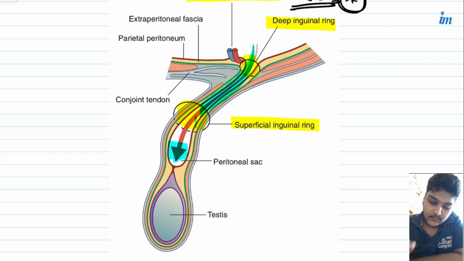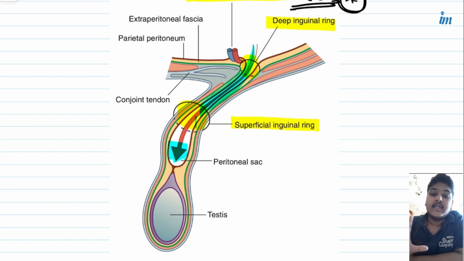Now, this was about the indirect inguinal hernia. Now what is direct inguinal hernia? Direct inguinal hernia is not passing through all these messy routes. It is just directly protruding out. What is the most common cause?